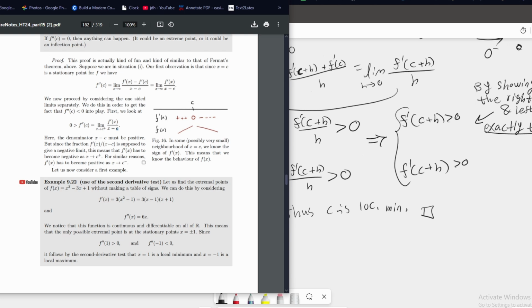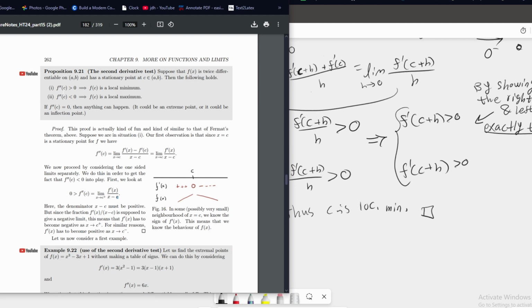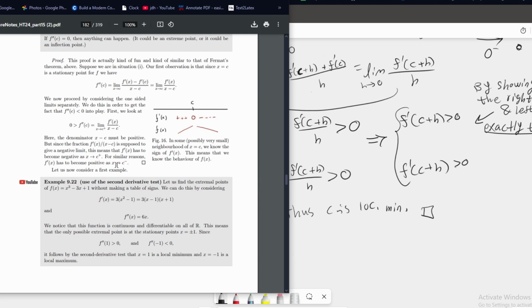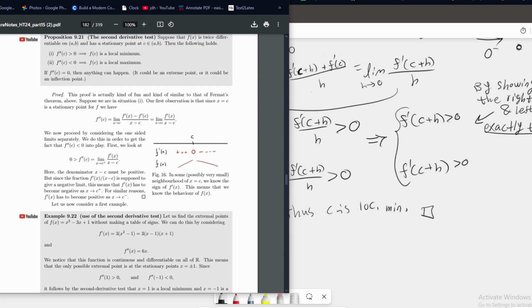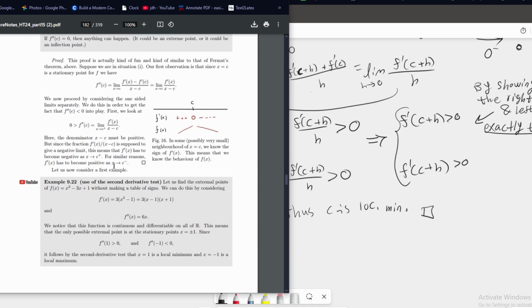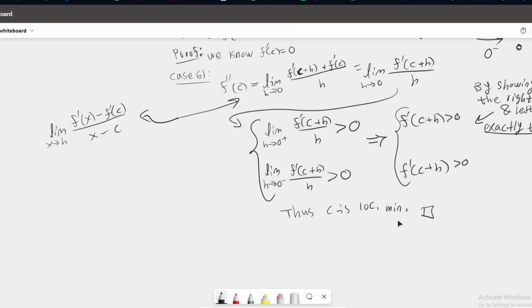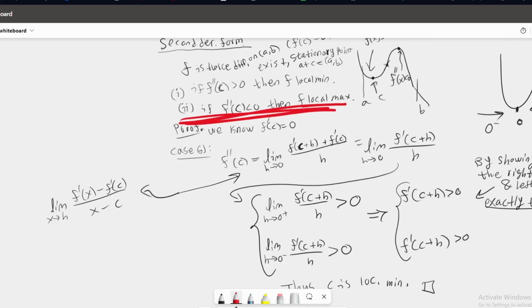For similar reasons, yeah, so he actually made a typo here. He's not proving this case, he's proving the second case. So this is supposed to be I2 there, but whatever, let's move on. This means that f prime has to become negative as x goes to positive C. For these reasons, f prime of x has to become positive. Yeah, for similar reasons. So he's looking at when x goes to C from the negative side. Exactly, and we're done. So yeah, this is actually the correct proof. He proved the other version, but it's the exact same logic.